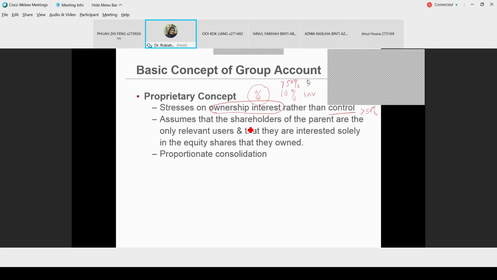This assumes that the shareholders of the parent are the only relevant users, and they are interested solely in the equity shares that they own. Most of the time, we focus on the parent as the user, and then they use proportionate consolidation, because you only focus on the parent.